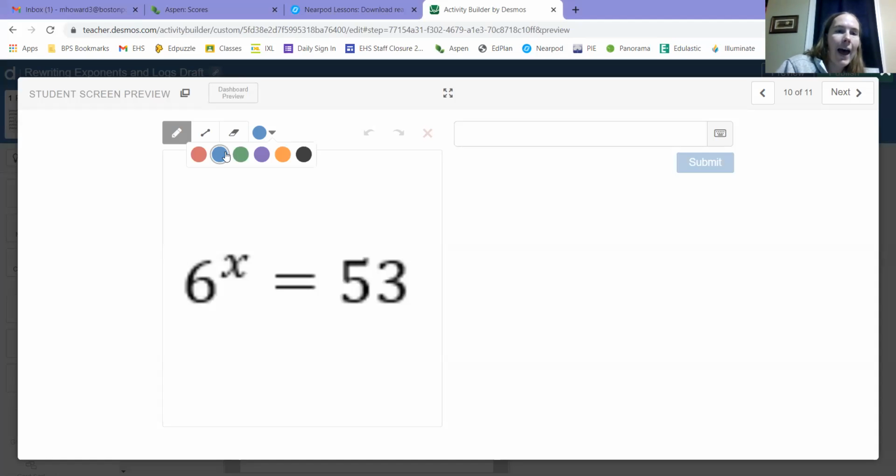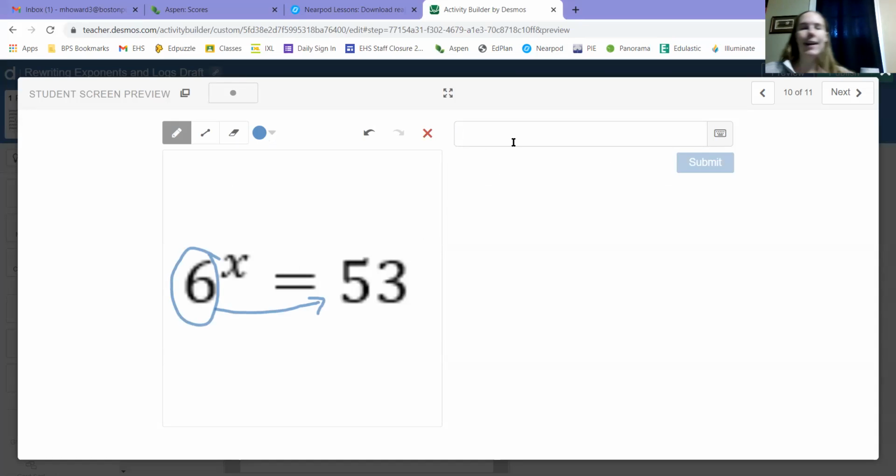To help us show what we're doing, I'm going to use this sketch pad. And I'm going to circle. Ooh, that's terrible. If you ever do something like that, you can always erase it. So I'm going to circle my base and draw my arrow. So I'm going to do the same sort of thing we were doing in our notes. And now I'm going to write my answer here.